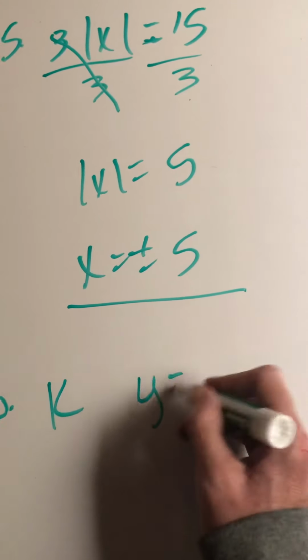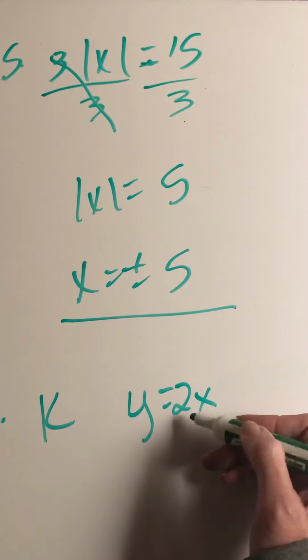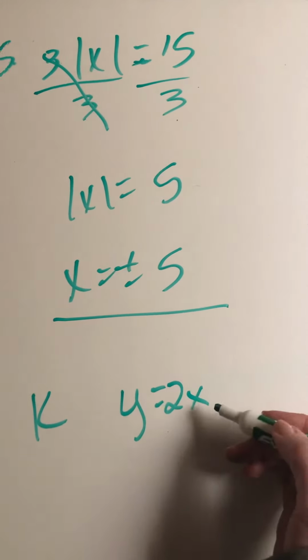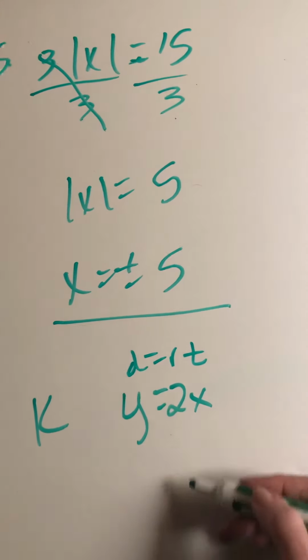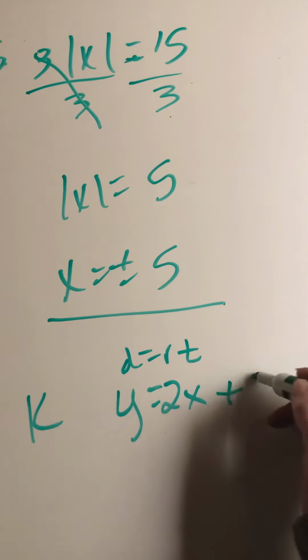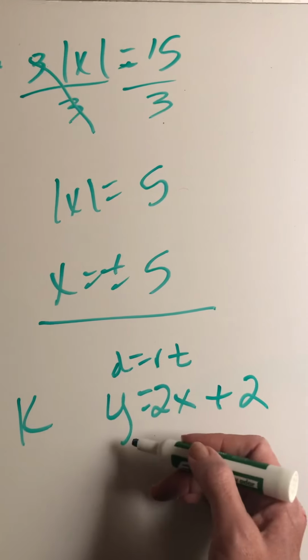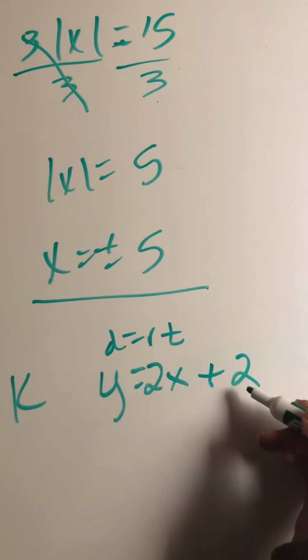Then on number 16, you've got Karen, who started walking at 2 miles per hour. So we could write Karen as y equals 2x. Her distance is rate times time. That's what it is. Distance equals rate times time. And Karen is going 2 miles per hour. After she walked 2 miles, so her distance is her rate times her time, plus she's walked 2 miles.